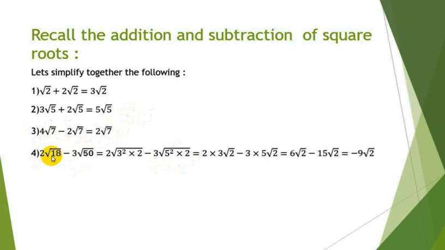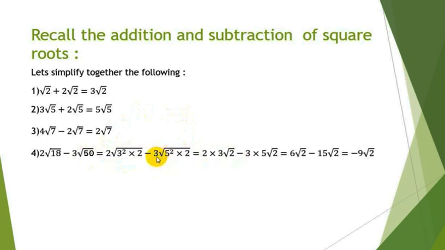Part 4, we have 2 radical 18 minus 3 radical 50, not 75, okay? It's written wrong. We notice that they are different radicals. What shall we do? When we have different radicals, we should make the radicals in their simplest form. How to make them in the simplest form? By factorizing the numbers under the radical. 18 can be written as 9 times 2, and 9 is 3 squared, then the 3 will go outside the radical. For number 50, 50 is 5 squared times 2. The 5 will go outside the radical also.